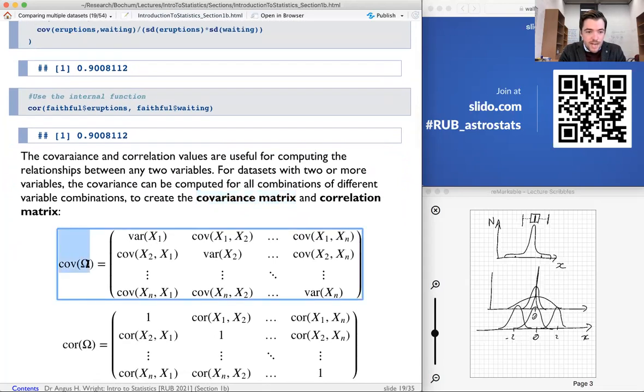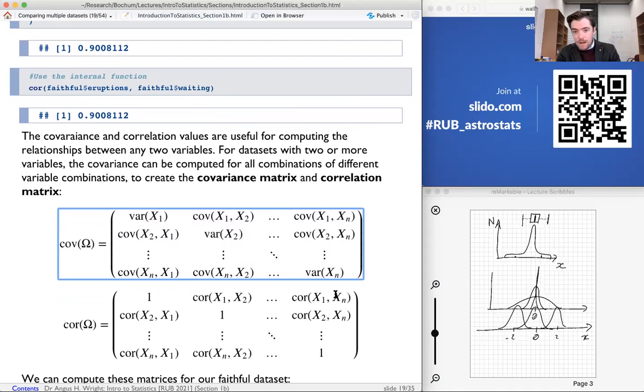So the covariance of a data set, capital Omega, is the variance of X1 on the diagonal, the variance of X2 on the diagonal, all the way through the variance of Xn on the diagonal. And the covariance of X1 and X2, X1 and X3, X1 and X4, all the way through to X1 and Xn on the top row, X2 and X1, X3 and X1, X4 and X1 on the column, all the way to Xn and X1, and obviously then filling out until you get to the covariance of Xn and Xn, which is just the variance of Xn.